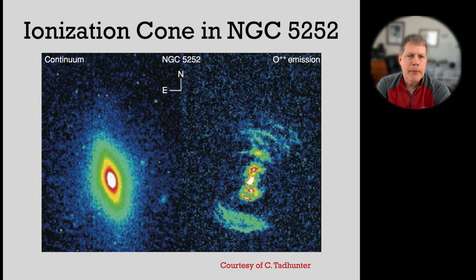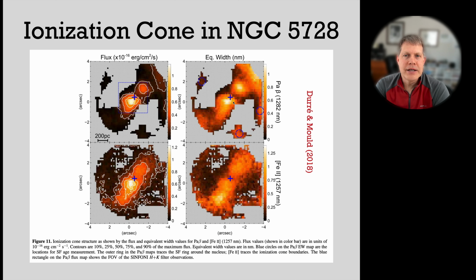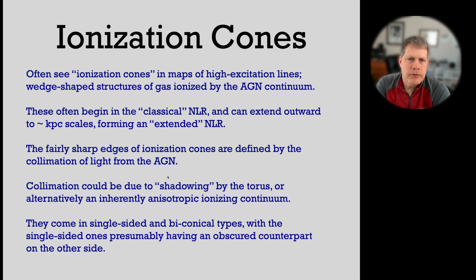Here's another example. This is NGC 5252. Here's the galaxy continuum. Here is O3 emission, showing the impressive ionization cone in this particular object. Here's another nice example of a nice ionization cone here being traced in Paschen beta and in forbidden iron 2 here. So again, you can see these impressive ionization cones in many of these active galaxies. Now what's going on there?